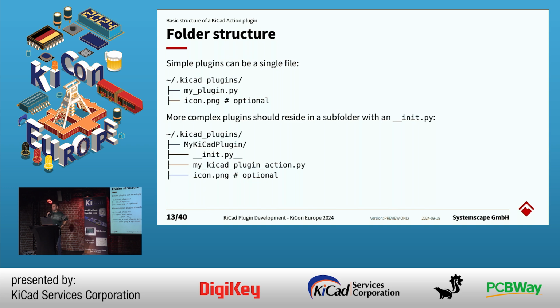And then the folder structure is like this. Inside the plugin folder, if you're having a basic plugin, you just need a single Python file. You can have an icon for it if you want to include it in the toolbar. For more complex plugins, you maybe have several Python files for your user interface, maybe some classes. Then you should put them into a separate folder, and there should be an __init__.py inside.